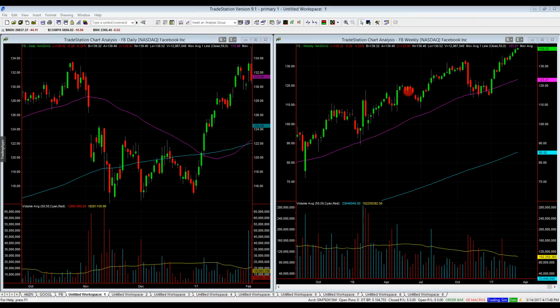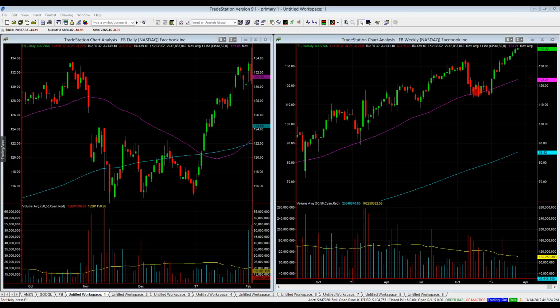So what we're looking at here is an example on Facebook from November 2016, just about 5 months ago, around the election. That's on the left-hand side. And on the right-hand side is a Facebook weekly chart. Notice in November this big move down on Facebook from about 130 all the way down to 116. Stock crashes below the 50-day moving average and then goes on to lose the 200-day moving average. Two technical red flags when you look at that daily chart.